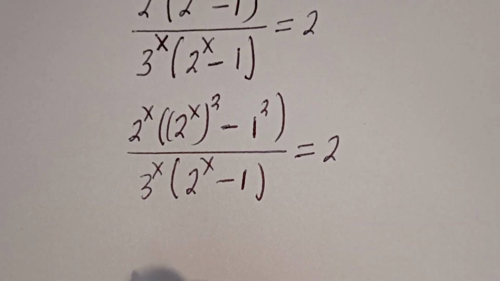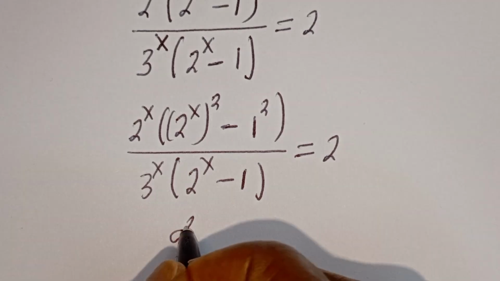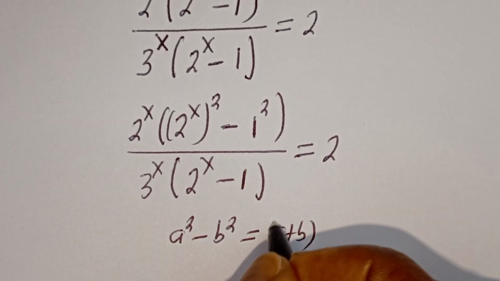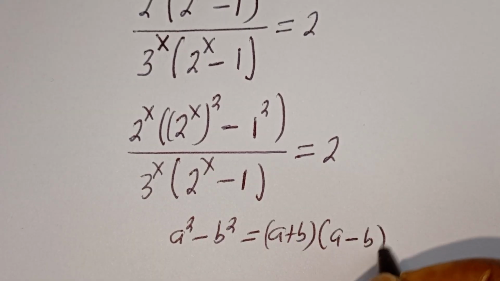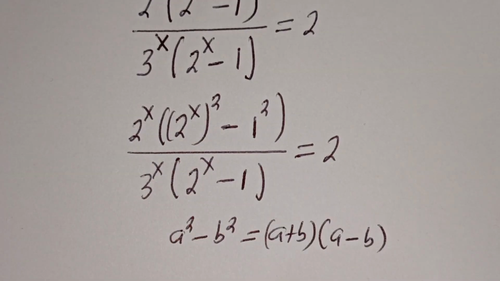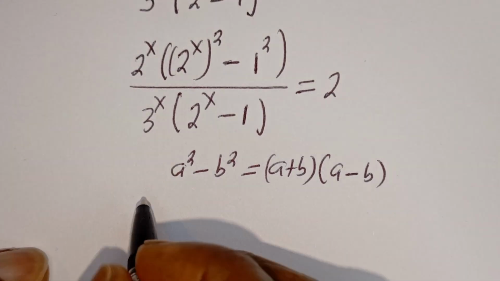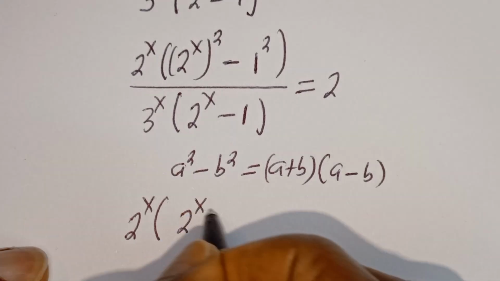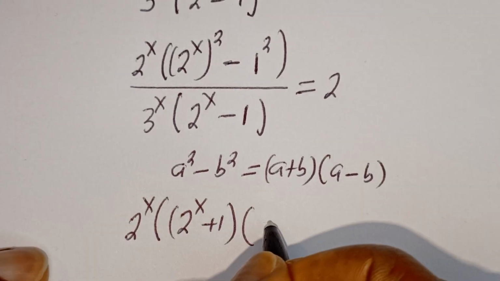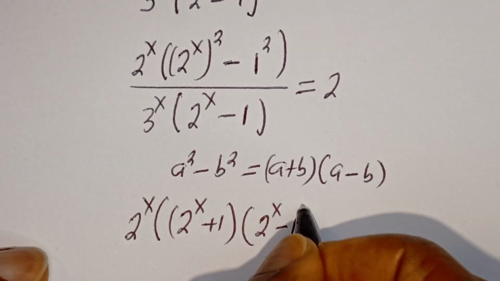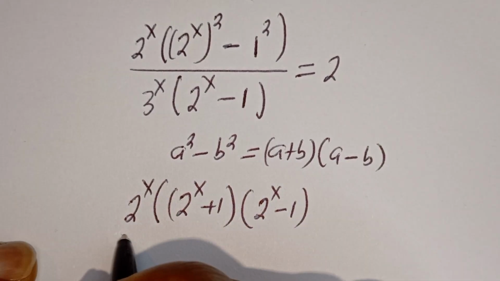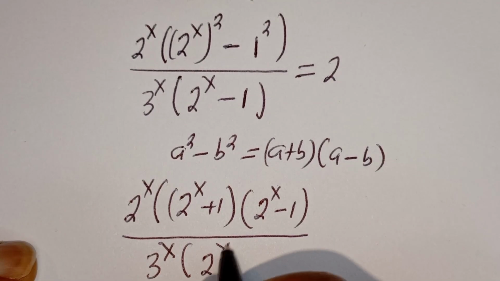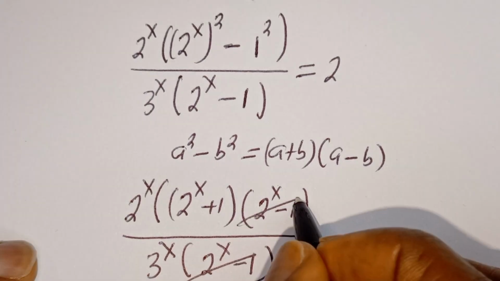Take note of this, that if you have from the numerator here a^2 minus b^2, this is equal to (a plus b)(a minus b). Because this is in the form of a perfect square, then we have 2^x bracket 2^x plus 1 bracket 2^x minus 1, divided by 3^x bracket 2^x minus 1. And this will cancel this.